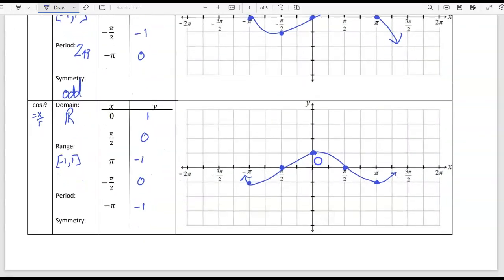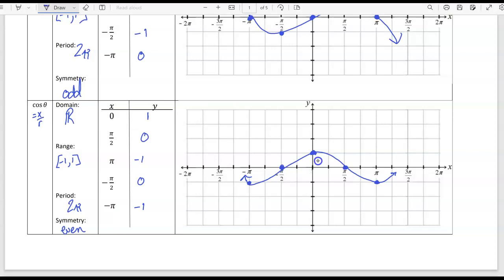So we could actually get one from the other by doing a horizontal shift. That's pretty cool, right? So when we talk about period, how often is this repeating? Again, that period is going to be 2 pi. You can see that there. That's where the repeat is starting to happen. And then symmetry, this guy's even. If we were to fold that along the y-axis, the left-hand and the right-hand sides would match up perfectly.